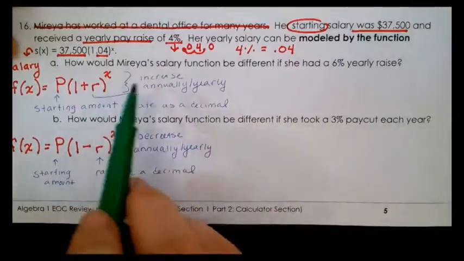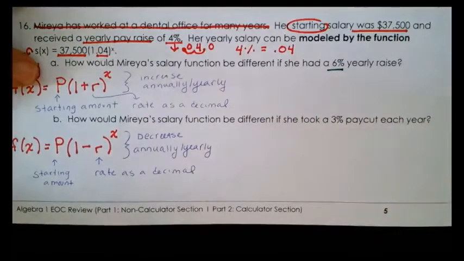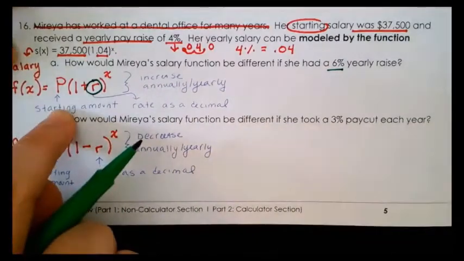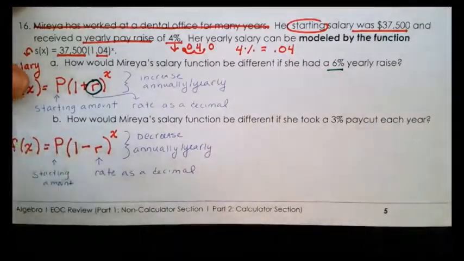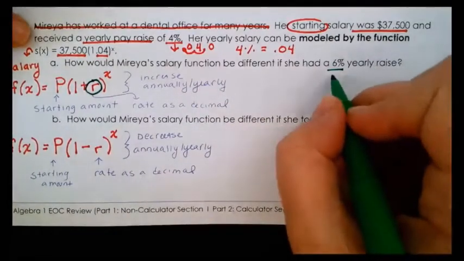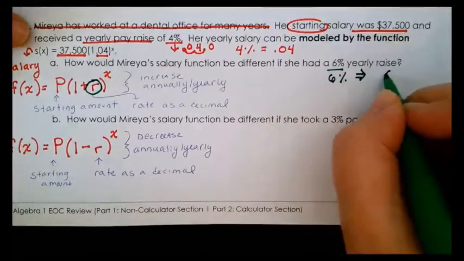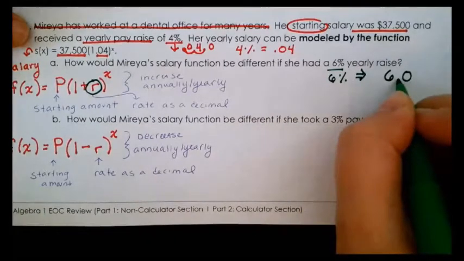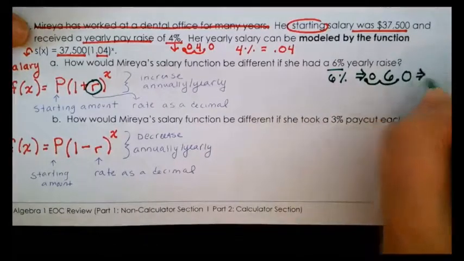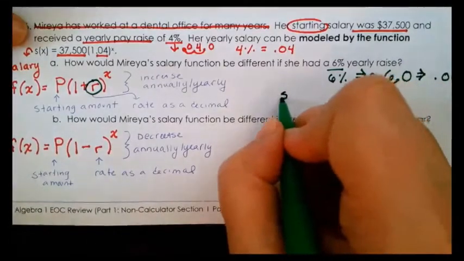So for part A, how would Maria's salary function be different if she had a 6% yearly raise? Well, the only thing that would change would be the rate. It's still going to be a starting salary of $37,500. It's just going to be a 6% increase, which of course we all want, 6% yearly increase. So our 6% as a decimal, remember what you do. Right now it's 6.0. You're going to take your decimal and move it to the left twice. So as a decimal, it's 0.06.